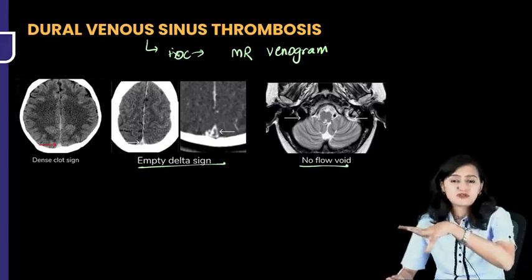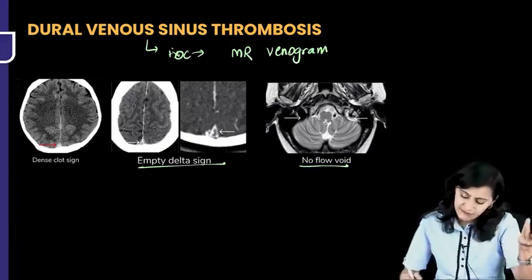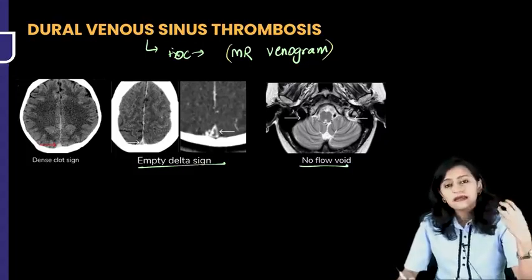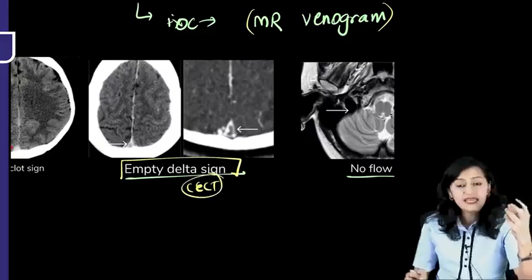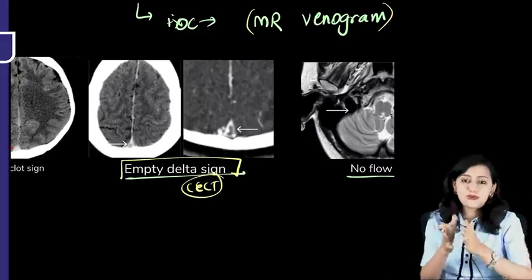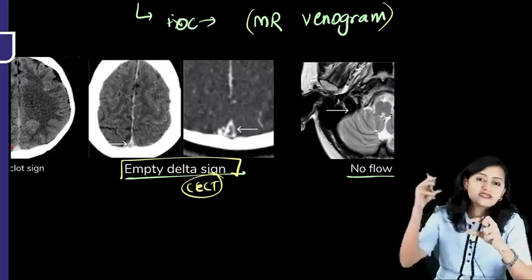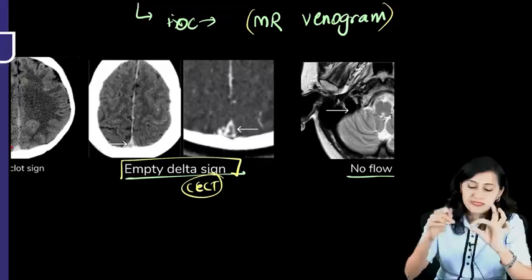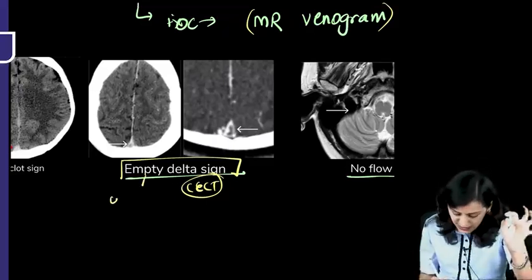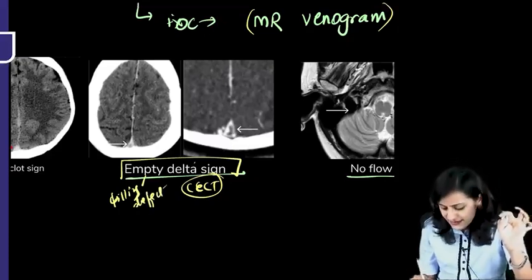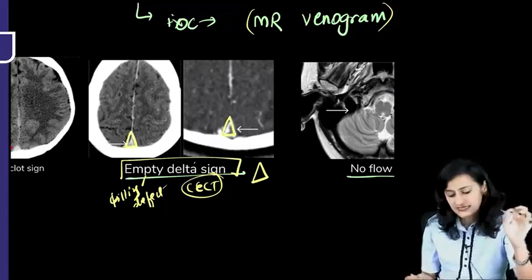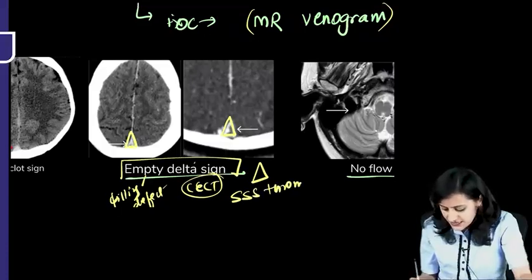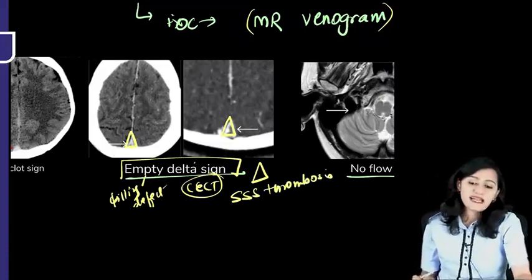Now coming to the venous obstruction, that is dural venous sinus thrombosis, the investigation of choice is MR venogram. And what do you see here? The empty delta sign, which is seen on contrast enhanced CT, not on the non-contrast CT. So when the dural venous sinus is blocked, because the contrast cannot go inside because of the thrombus, it appears empty. So empty indicates the filling defect. Why is it empty? Because there's thrombus, so filling defect. Delta is the triangular appearance. So look at the triangular appearance of the superior sagittal sinus. So this is seen in superior sagittal sinus thrombosis on contrast enhanced CT.